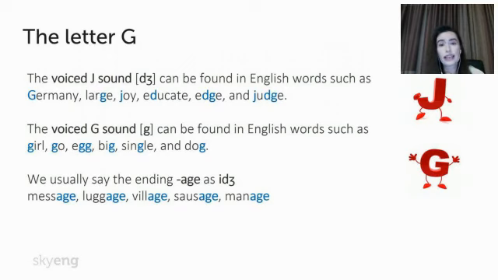J as in Germany, large, joy, educate, edge, and judge. And the voiced G sound, which can be found in English words such as girl, go, egg, big, single, and dog. And we usually say the ending -age as "ij", as in message, luggage, village, sausage, and manage.